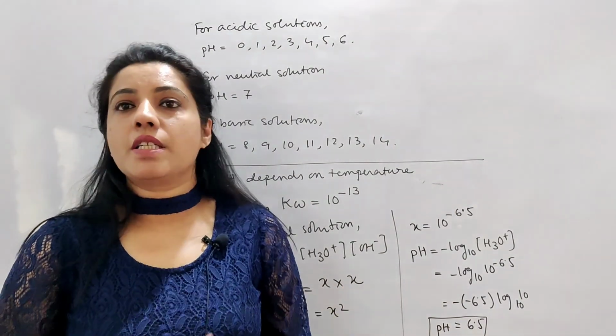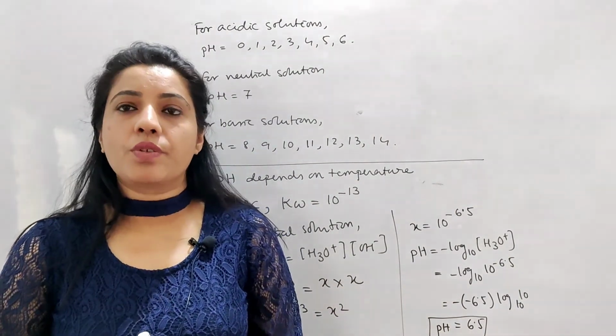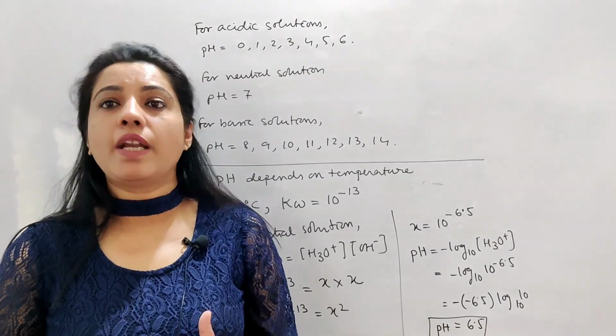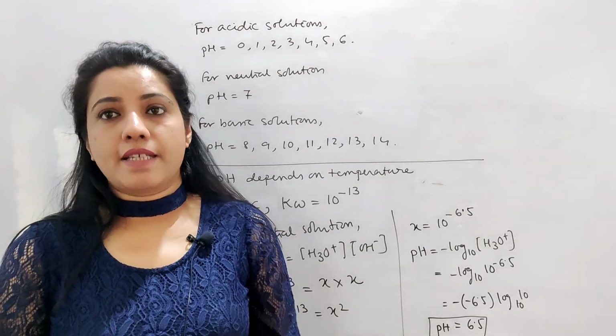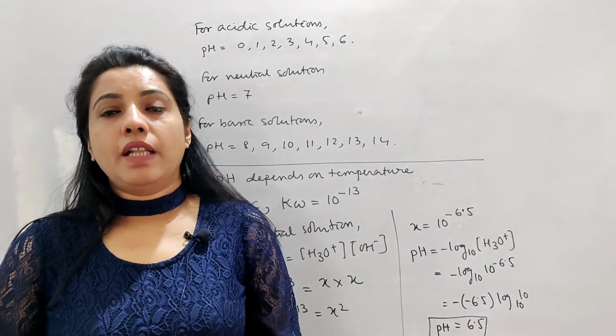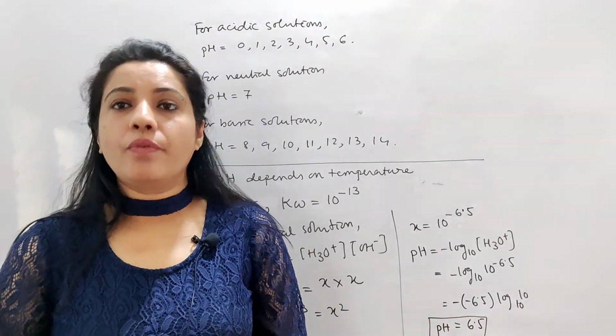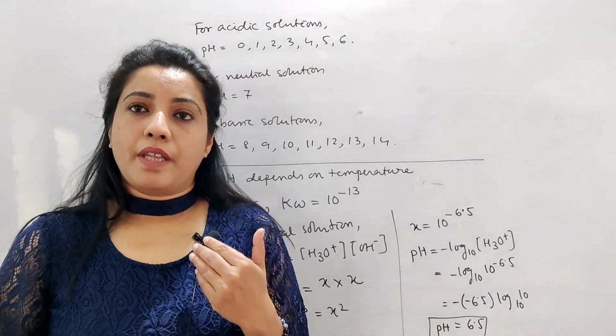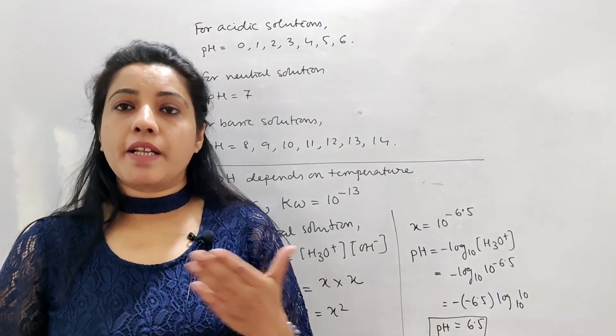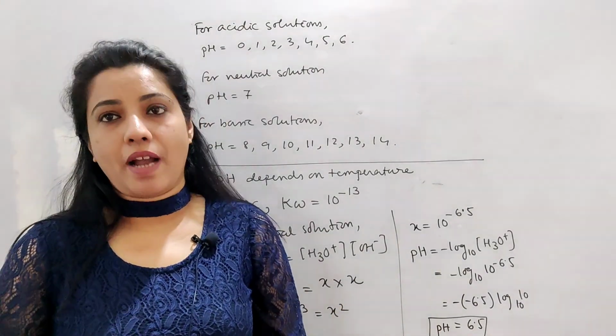So in today's lecture we have seen ionic product of water. We saw the numericals based on that. We have seen pH of a solution, how the pH varies from 0 to 14 and why the solutions are acidic, basic and neutral. Now in tomorrow's class or in the next lecture we are going to see the numericals based on the pH values and then common ion effect.